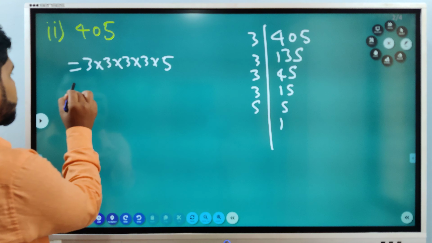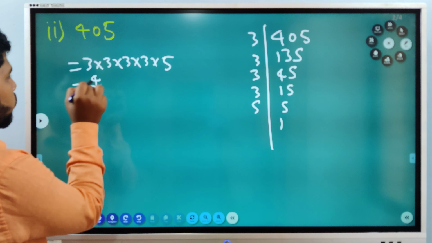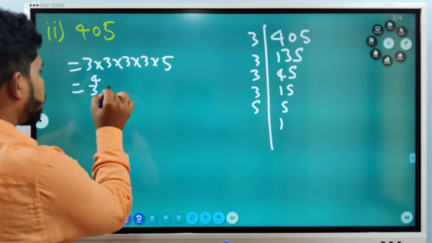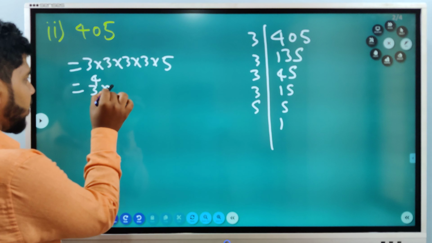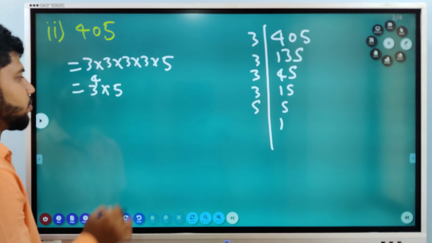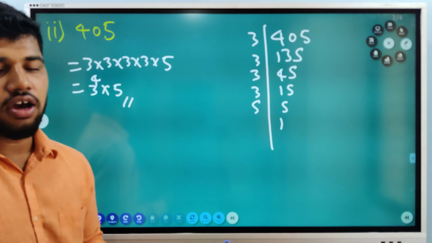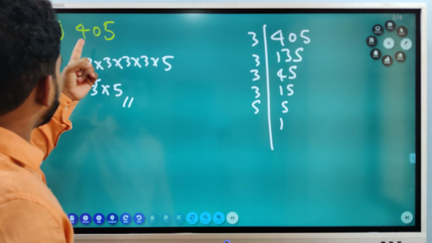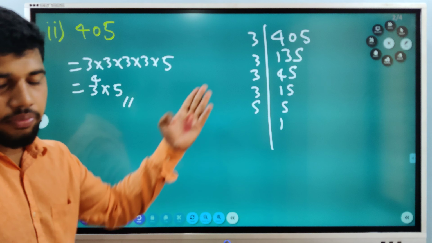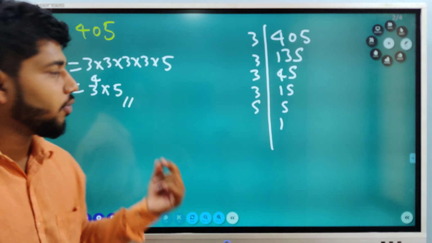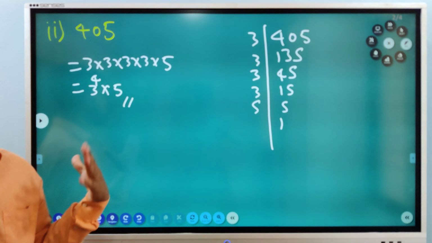Then we can write it as 3 power 4. And how many times is 5 repeated? 5 is repeated 1 time. So the answer is 3 power 4 into 5. By using the prime factors, we found the value. What is the answer? 3 power 4 into 5.